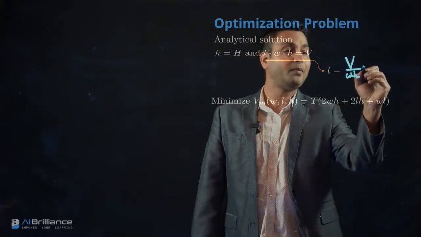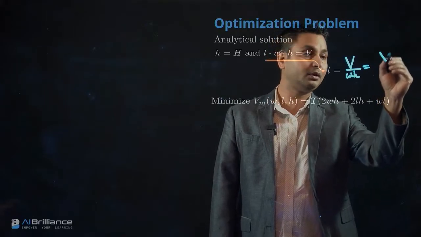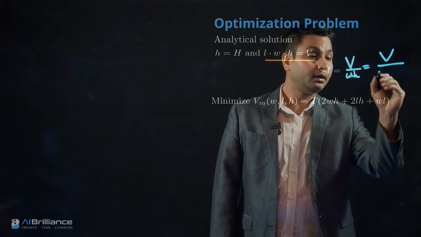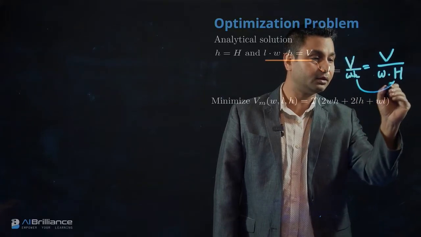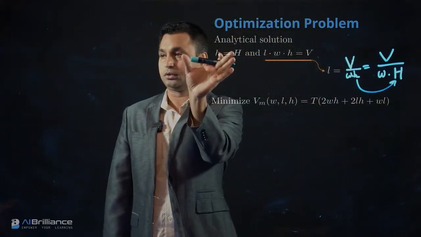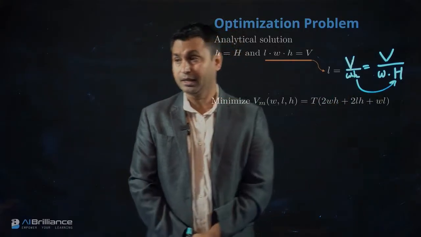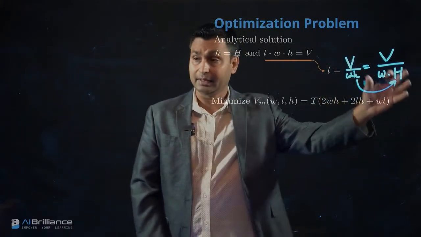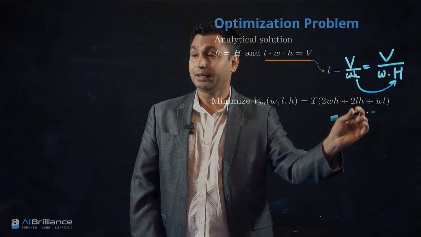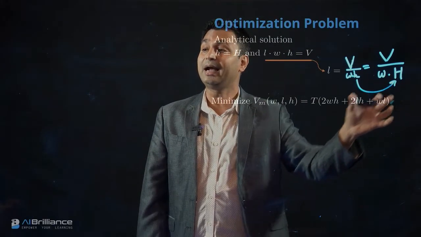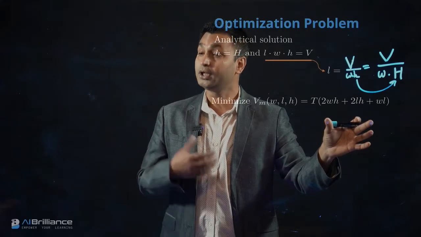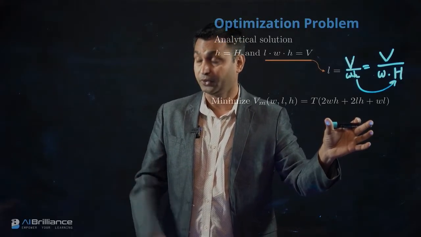In fact, I can go back and write this as capital V divided by W times capital H, because this h is equal to capital H, and that also is given here. So I can write this equation. Now wherever I have L in this overall objective function, I will substitute this, and that will eliminate the variable L in this overall equation. Okay, so let's do that.